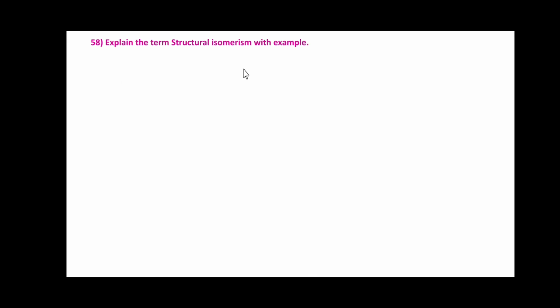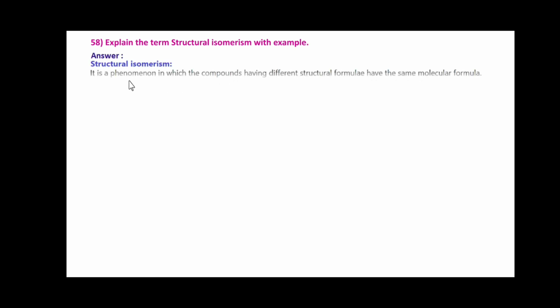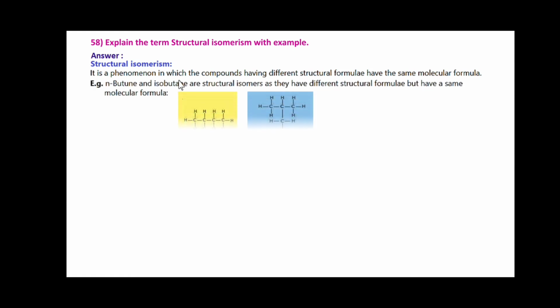Explain the term structural isomerism with example. Structural isomerism is a phenomenon in which compounds having different structural formulas have the same molecular formula. For example, n-butane and isobutane are structural isomers as they have different structural formulas but the same molecular formula. Here you could see butane, having a straight chain, and here you could see the branched one, that is isobutane. Here is butane, here is isobutane, C4H10. These are the two structural isomers of butane.